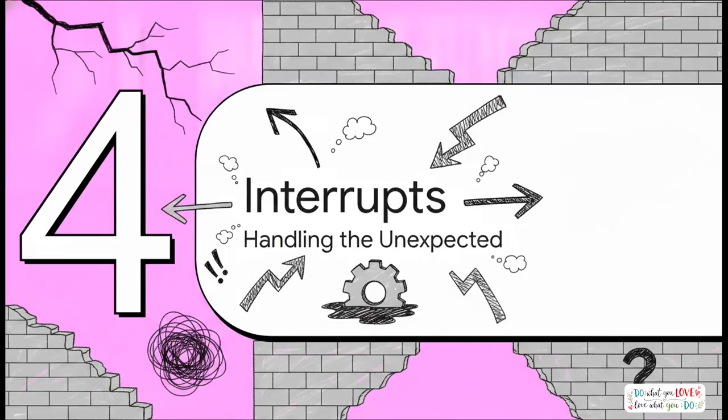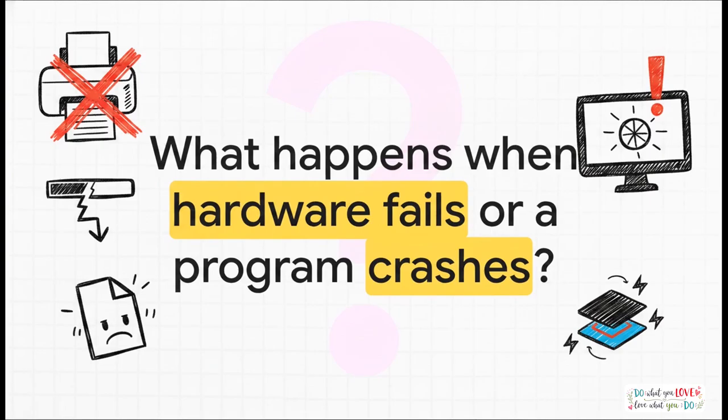Okay, moving to Section 4, interrupts, handling the unexpected. Let's think about this for a second. Imagine you're printing a massive document while simultaneously downloading a huge file, and suddenly, the printer jams, or maybe an application completely freezes up. How does the computer know to immediately stop what it's doing, alert you, and fix the emergency without the entire system just crashing to a grinding halt?